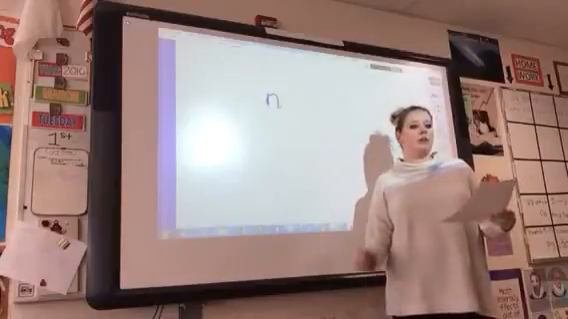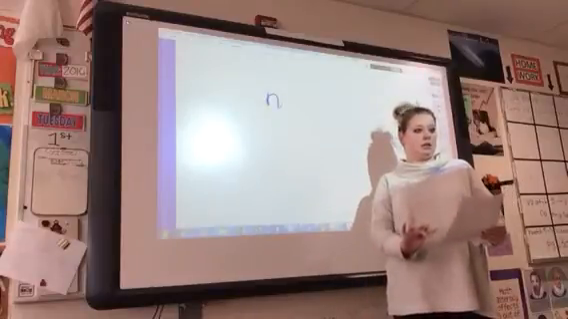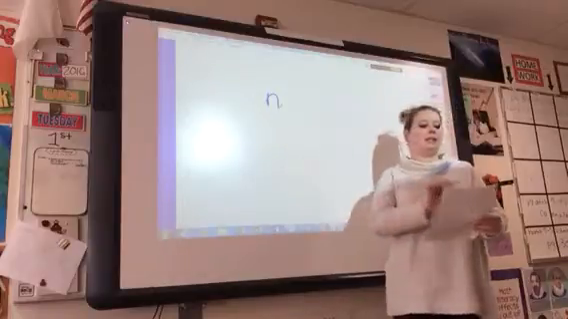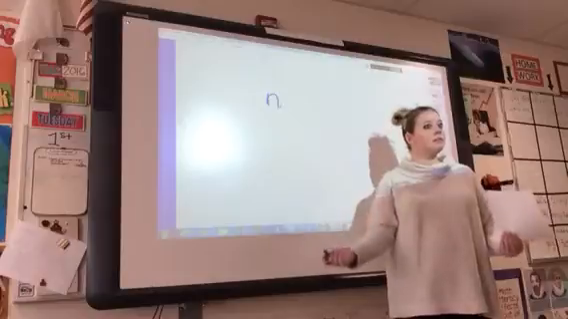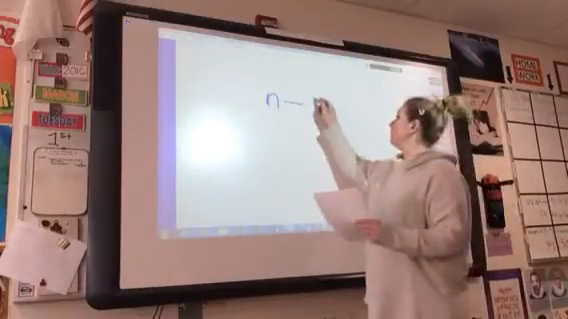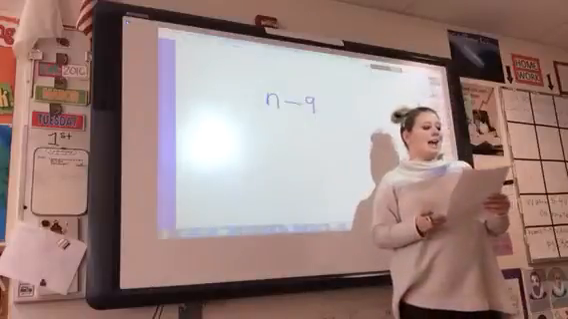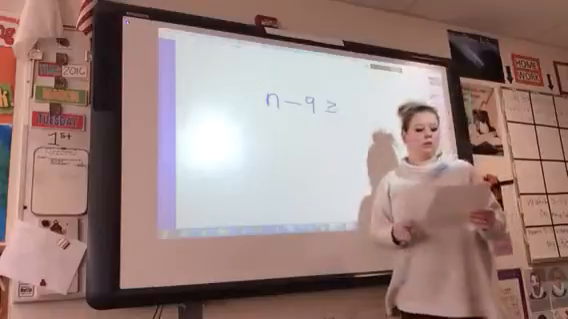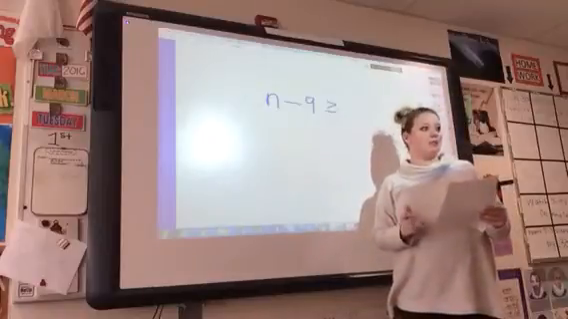And this is how you want to attack these sentences, okay? You want to kind of put it into pieces. So a number is n. Decreased by is subtraction. And then 9 is at least greater than or equal to 23, okay?